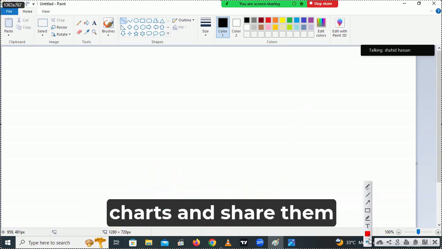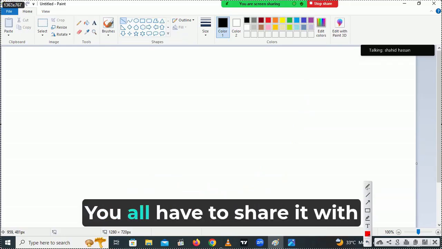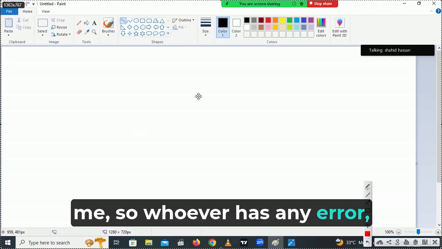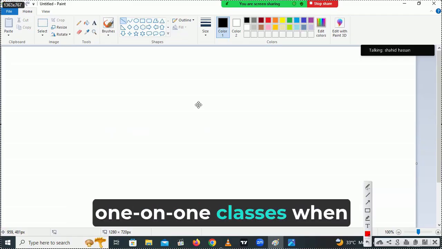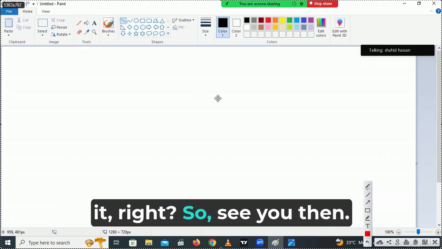Then you have to make live charts and share them with me on Telegram, just like we share it in every resolution. You all have to share it with me. So whoever has any error, we'll fix it later in the one-on-one classes when everyone will have an idea about it, right? So see you then.